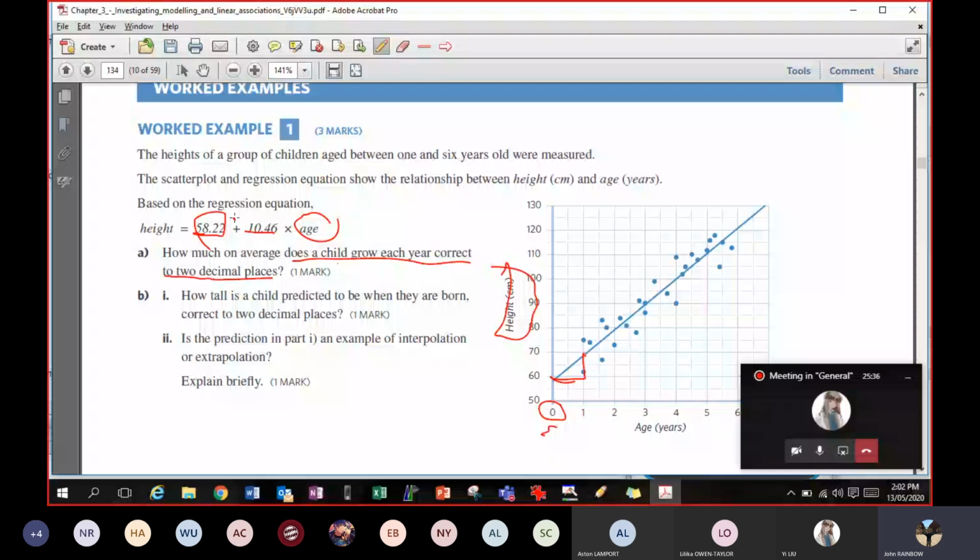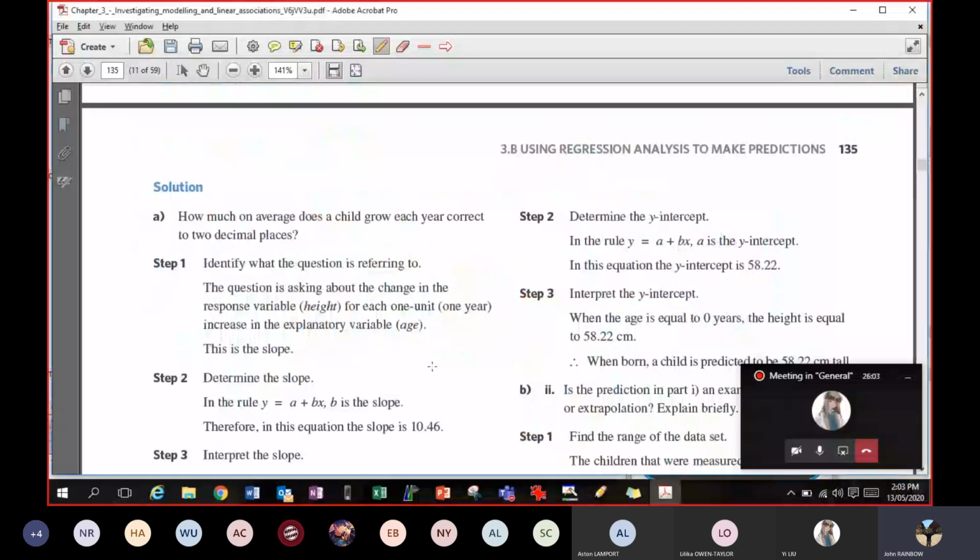Is the prediction in part 1 an example of interpolation? I mean in the data set. Is it within the data set? Well, if you look, the data set starts at 1 year old and finishes just before 6. If it is inside the data set, it's called interpolation. If it's outside of the data set, it's called extrapolation. So this is extrapolation because there's no data there to support it. So that's an example of that. That is pretty much most of Chapter 1B. I don't think it's too hard.